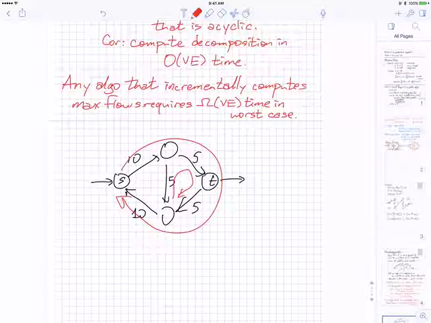Or sorry, I've done that wrong. Not this one, but this one. Okay, so this is the sum of a cycle that follows this triangle that carries 5 units of flow, and another cycle that goes all the way around the outside carrying 5 units of flow. Okay, good.